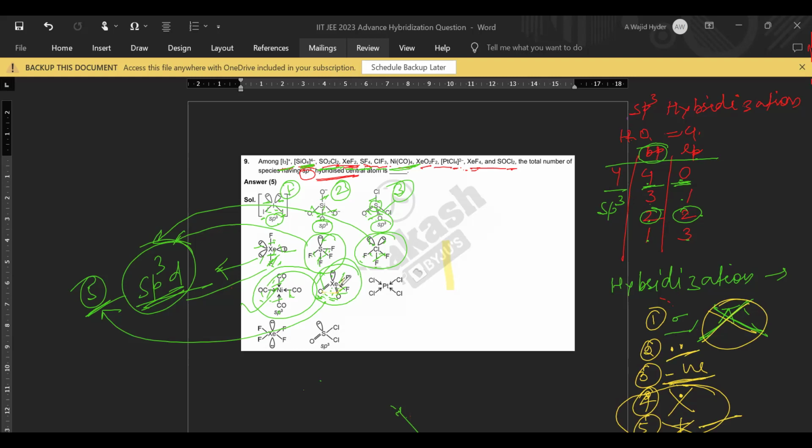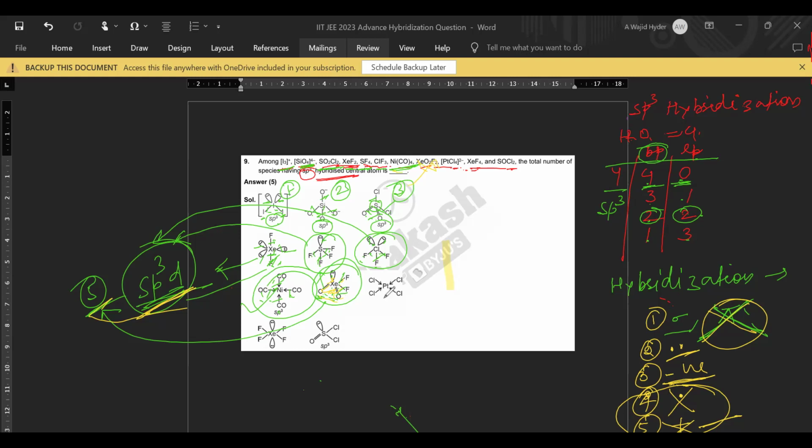So 4 sigma bonds and 1 lone pair, that is 5. 5 means sp3d hybridization. This xenon will be showing it in XeO2F2. So this also won't be the answer. But this Ni(CO)4 was there.